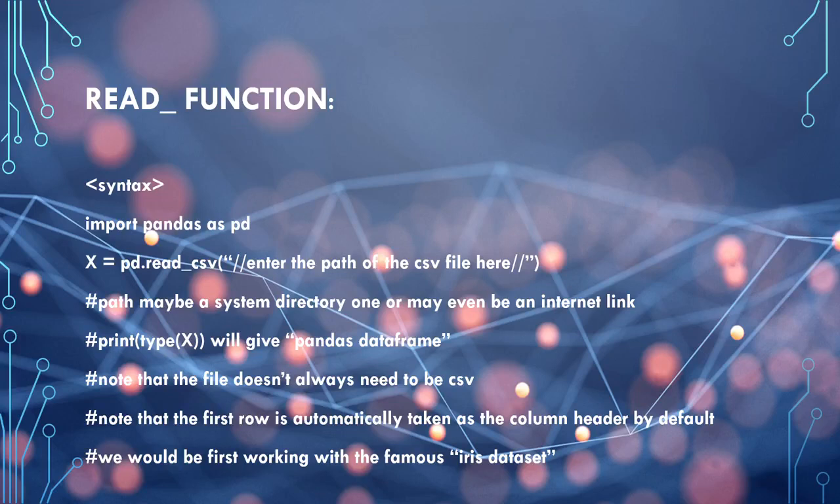You must note that the path may be a simple system directory or may even be an internet link. If you find a CSV file on the internet, you can simply copy paste the path here. If you are using Jupyter, your terminal must also be connected to the internet. Then if you do print type of x, it will give you a pandas data frame.